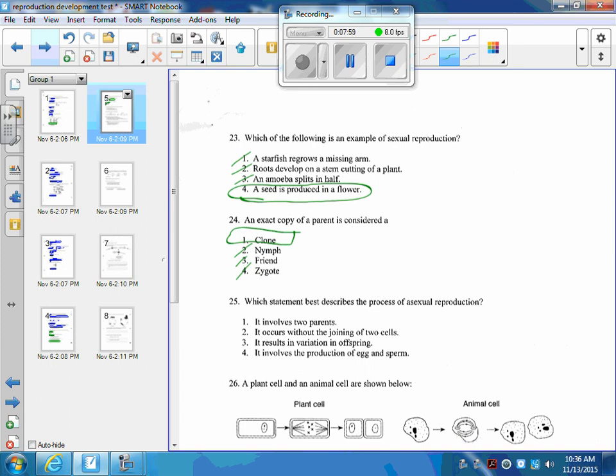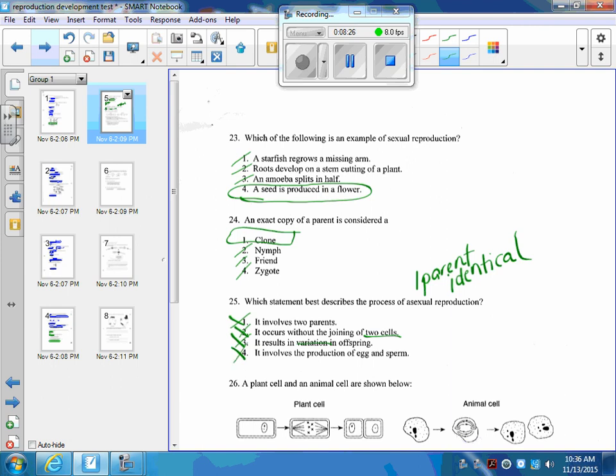Which statement best describes the process of asexual reproduction? Well, you know asexual reproduction has 1 parent, and they're identical. They're clones. So which answer would be the best answer? Does it involve 2 parents? Absolutely not. Does it involve 2 cells? Absolutely not. Does it have a variety in the offspring? Absolutely not. It involves the production of egg and sperm. It does not.